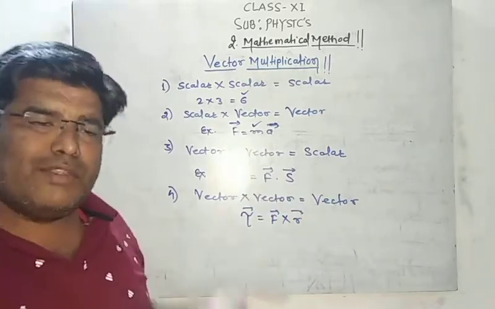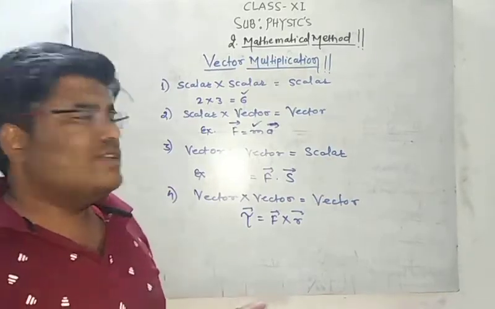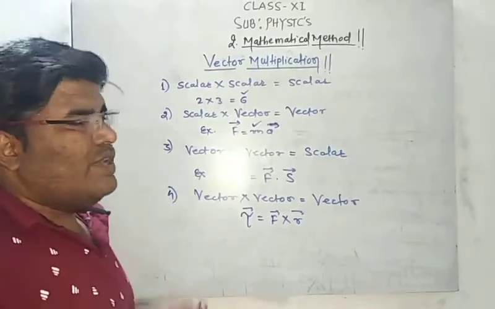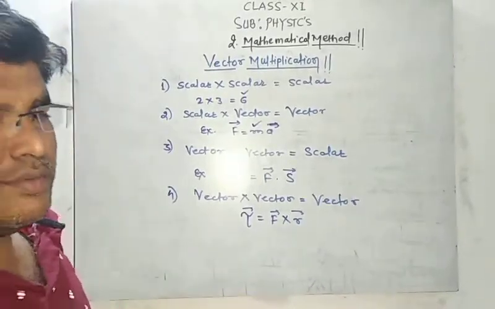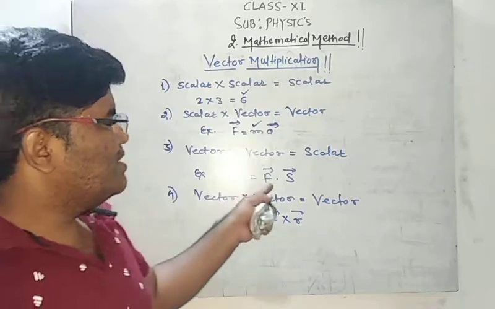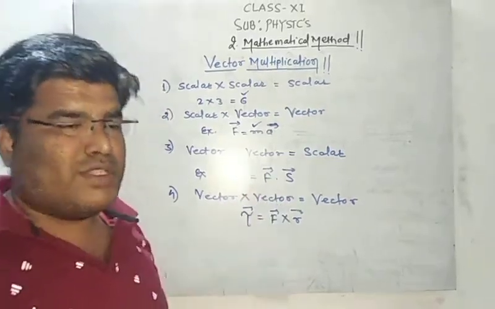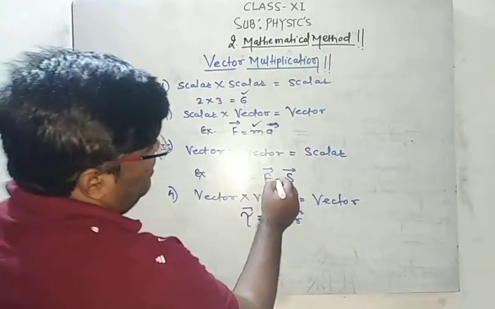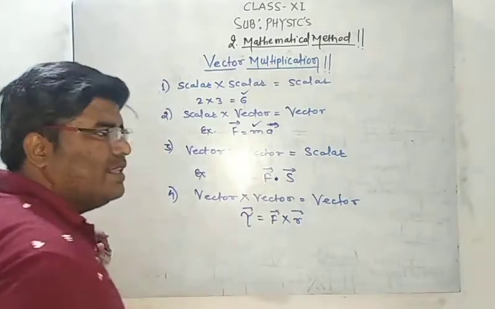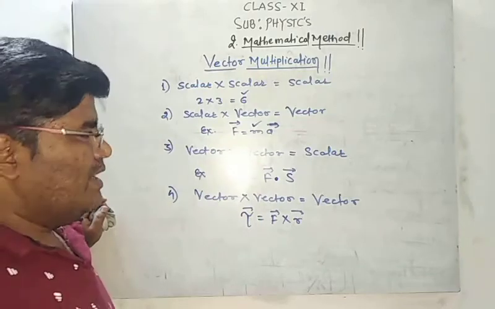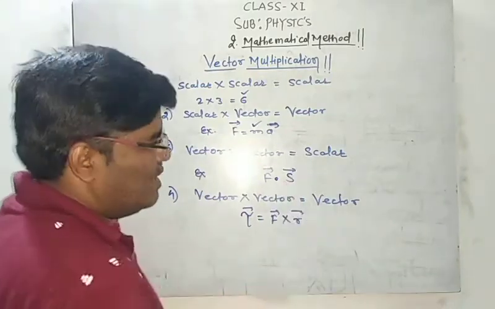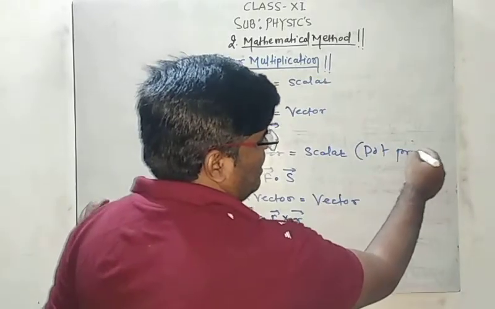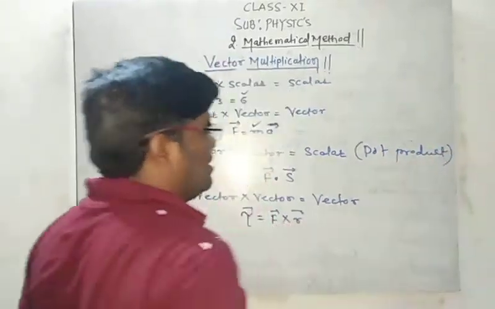So there will be some difference, right? Sometimes we get a scalar, sometimes we get a vector. So we have to represent this product by putting some symbol in between these two quantities. If the product is a scalar quantity, then we put a dot, and therefore it is also called a dot product.